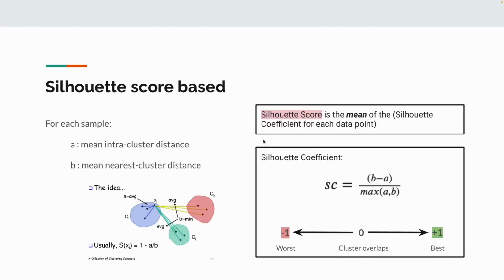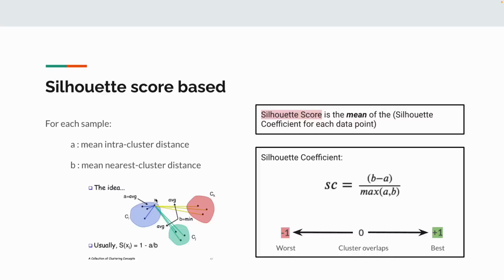The other method is what we call the silhouette score based method. Here the silhouette score is the mean or average of the silhouette coefficient. What do we mean by silhouette coefficient? The silhouette coefficient is computed per data item in your data set. The silhouette coefficient is (b minus a) divided by max(a, b). What do we mean by that?